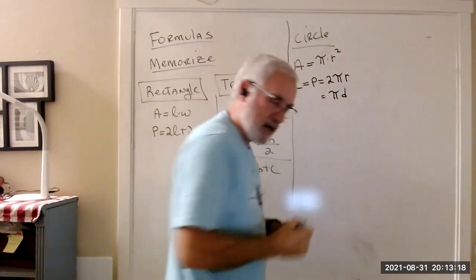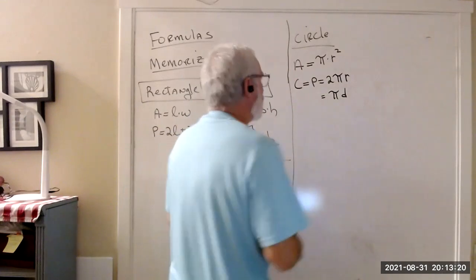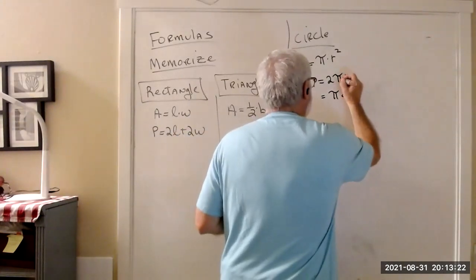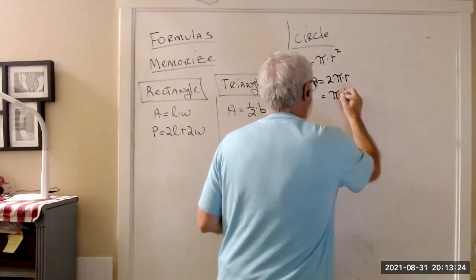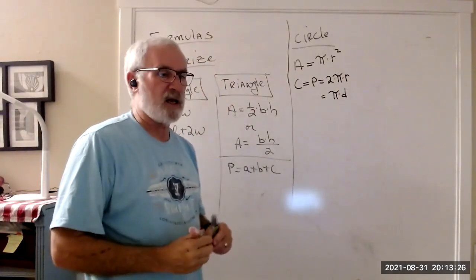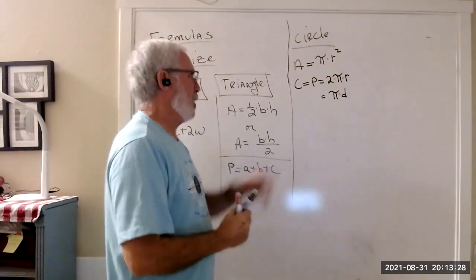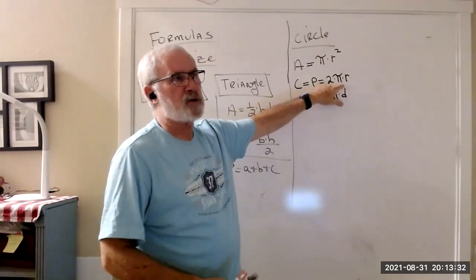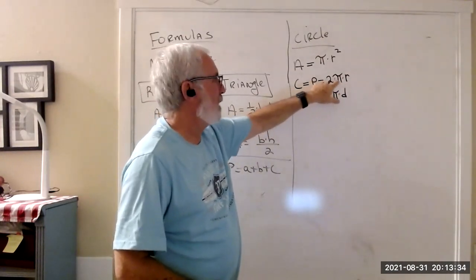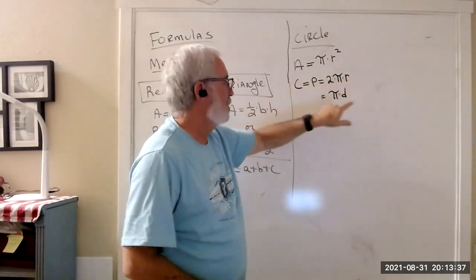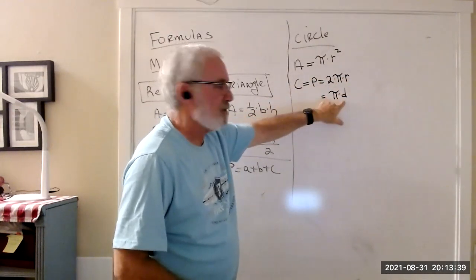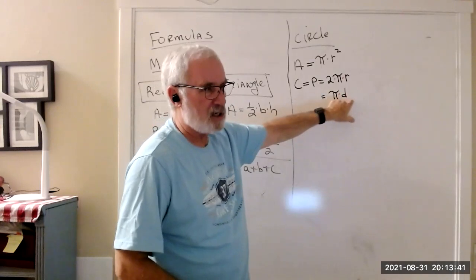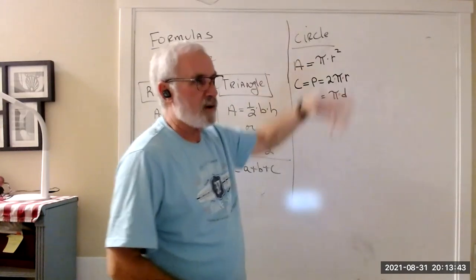Now keep in mind in algebra, when we shove a bunch of things next to each other, they all mean multiply. So when we say the circumference is 2 pi r, well, 2 pi r means 2 times pi times radius, okay? And pi d means pi times d. So that we imply that.